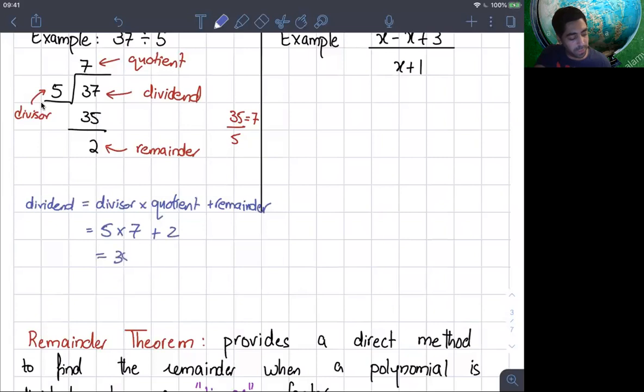That gives you 35 plus 2, which is 37. And the dividend also was 37. So yes, it does work. Now we're going to do the same thing with polynomial division and see how it's related to this.